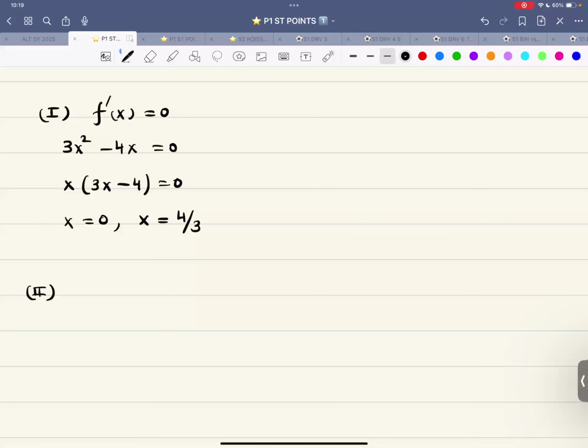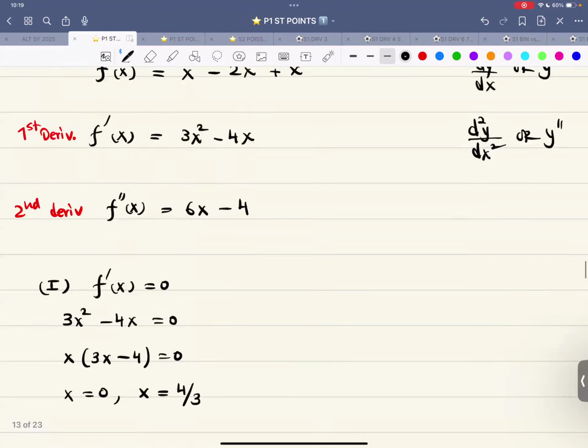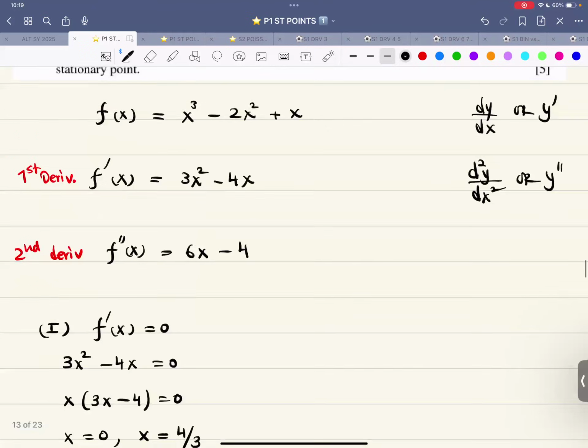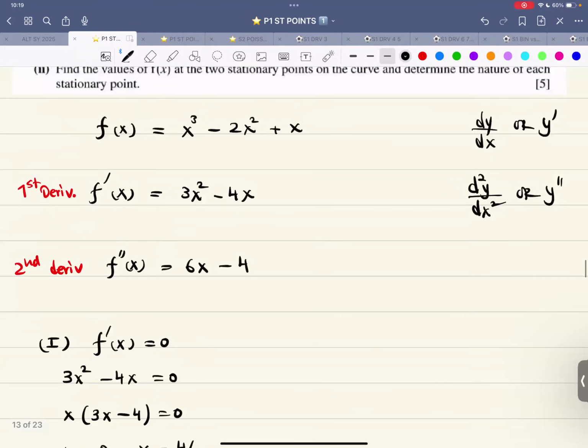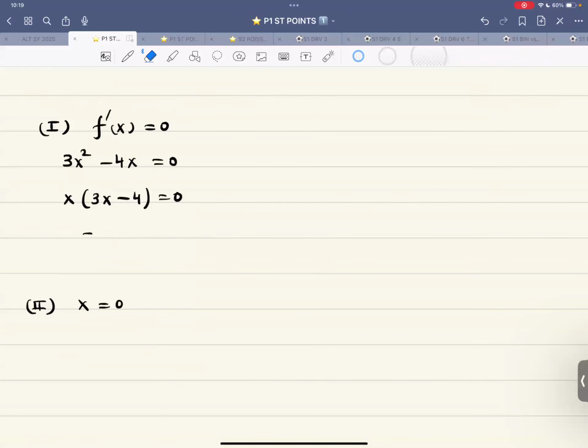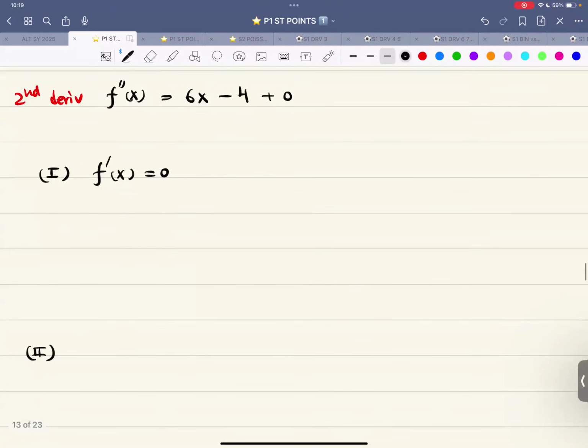Second step, to find y coordinates of stationary point when x is 0. This is, I forgot the 1 over here, my bad. So the derivative of x is 1, and over here it is 0. So let me just correct myself over here, small mistake that I did. f prime x is 3x squared minus 4x plus 1 equals to 0.